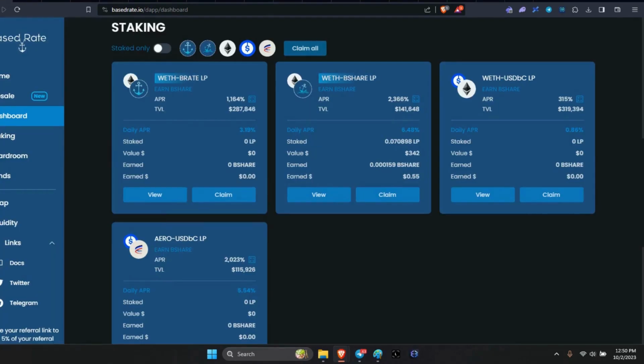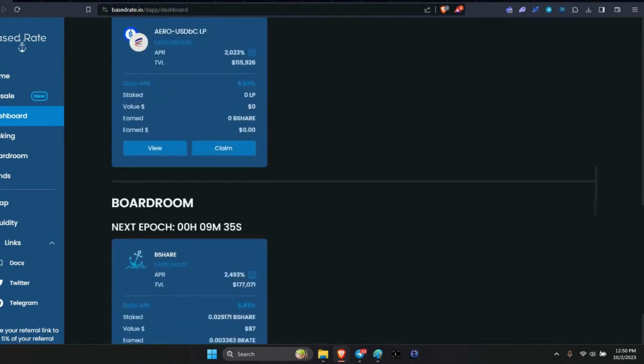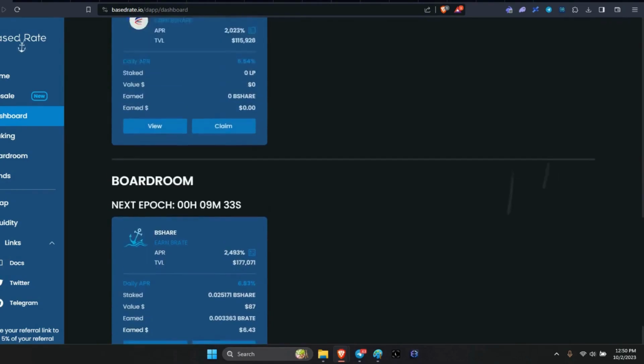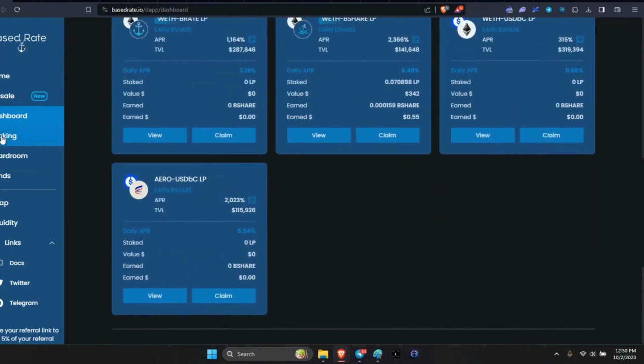Like I said, it's not even been a full week yet. So these are the first 4 that we had available. So that is what you have here on staking. Then, of course, down here shows you what you have in the boardroom. Then we're going to go over here to staking.